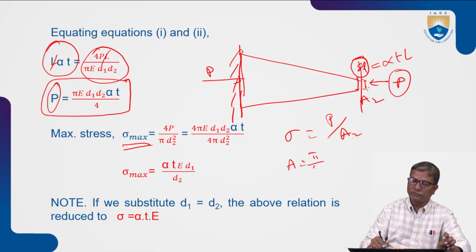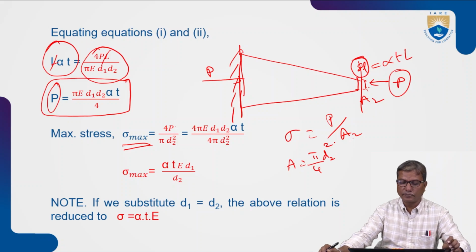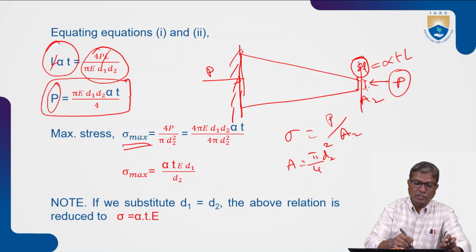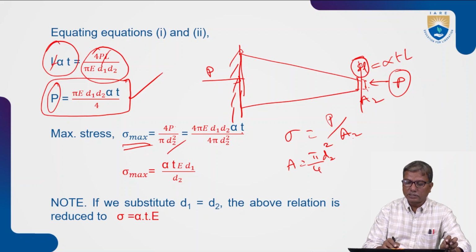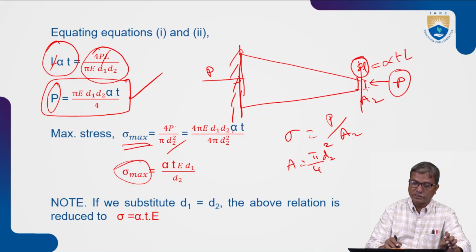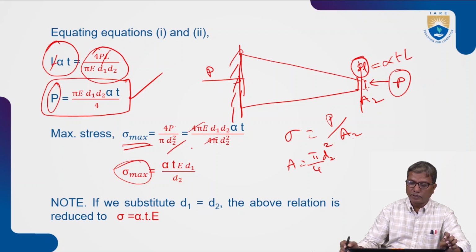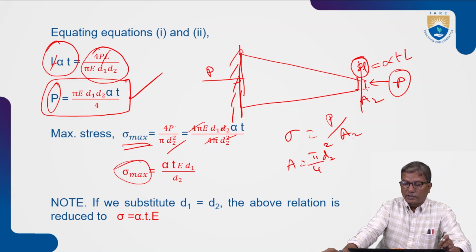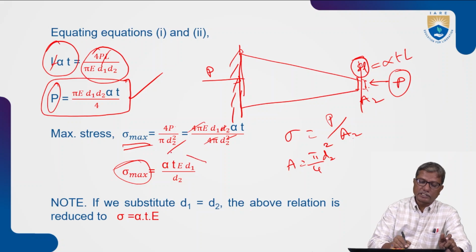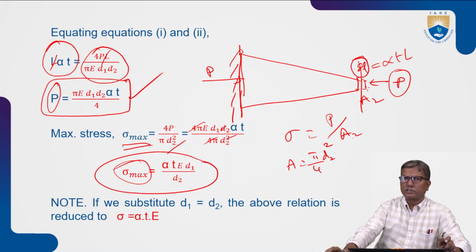A2 is pi by 4 D2 square. So substituting the value of P here, we'll get the maximum stress as pi by 4, pi cancels, D2 square cancels. So it is alpha T E D1 by D2. This is the maximum stress to which the bar is subjected.